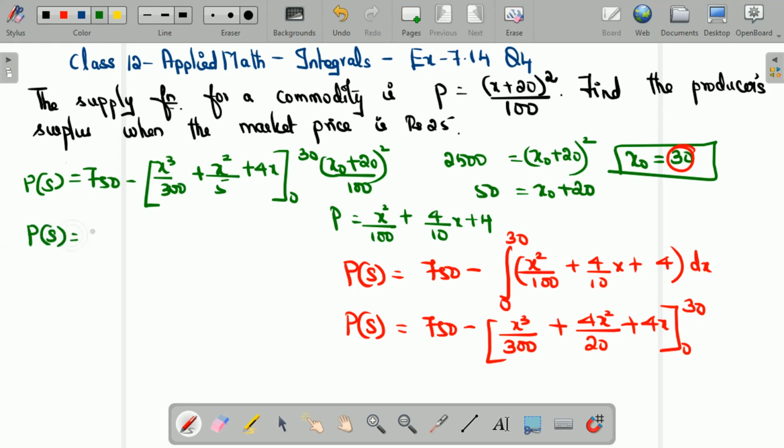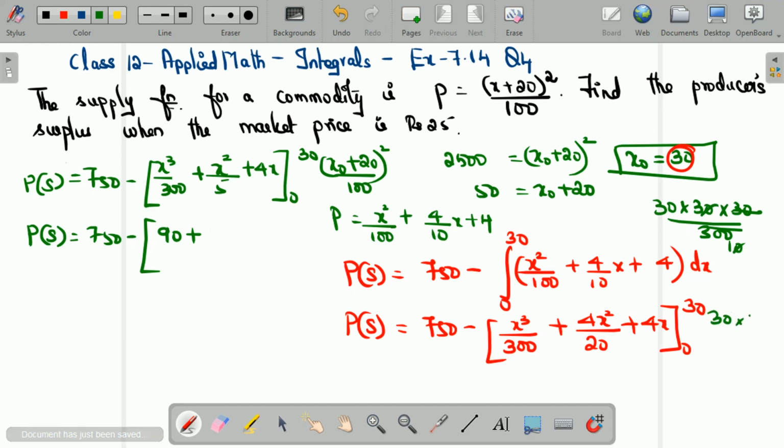So PS is going to be equal to 750 minus of 30 into 30 into 30, the whole thing divided by 300. So 300 goes into 30 into 30 into 30, 90 times. So this is going to be equal to 90 plus 30 squared, so this is 30 into 30 divided by 5. This is 6 times, 180. Plus 4 into 30.